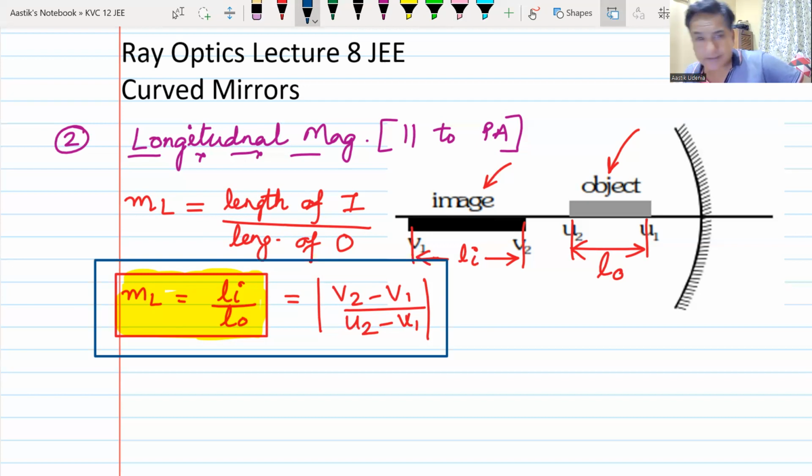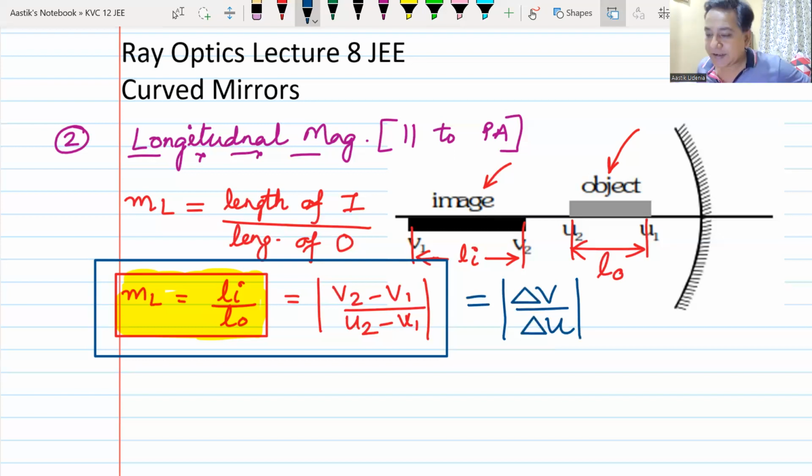Yes or no? Do we understand this? Yes, sir. Now, V2 minus V1 is the difference in the images of the two points. So I can approximately write it like this: delta V by delta U. Delta V means difference in the value of V, divided by delta U, which means difference in the value of U. Yes or no? Yes, sir. Now, I can write a very important point here.